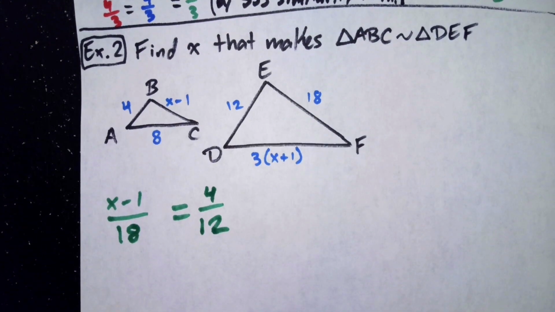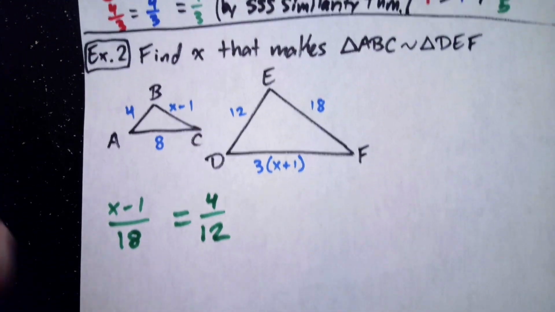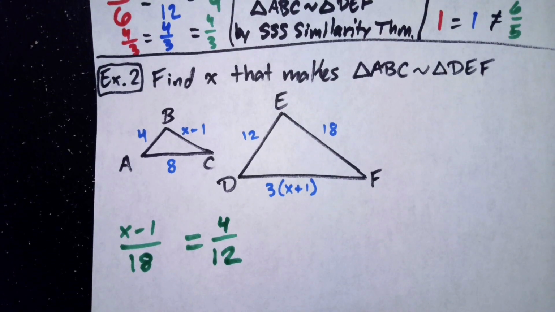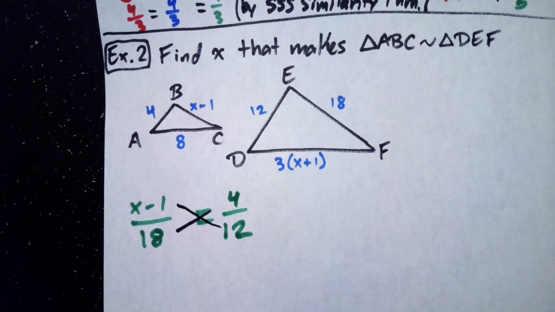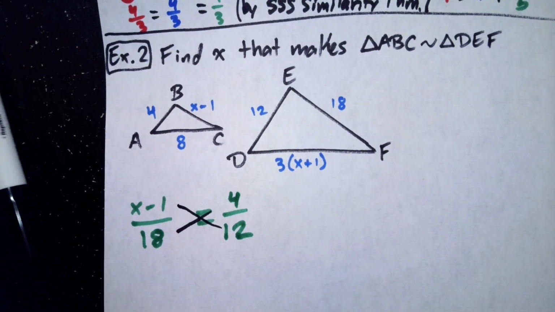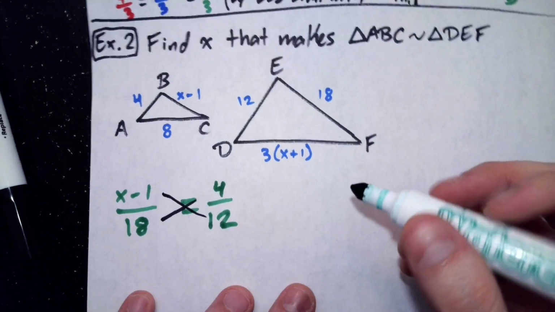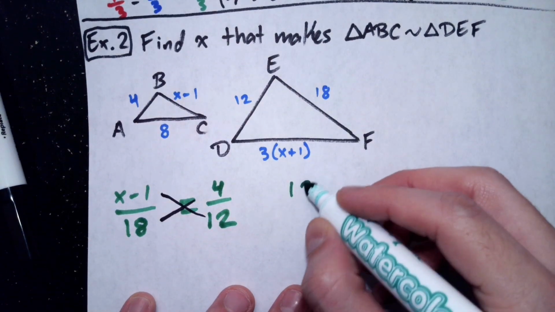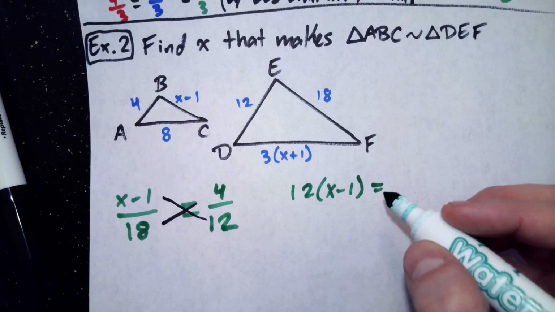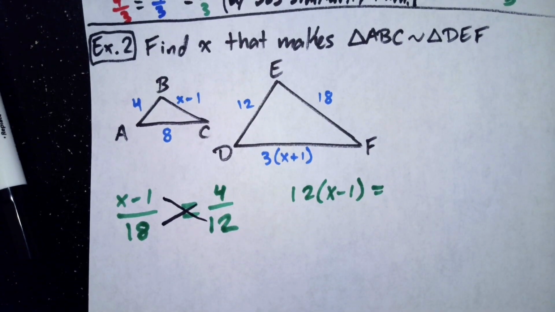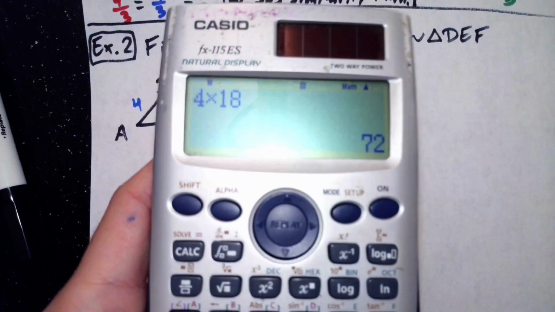And now we're going to do this the exact same way that we've been doing this before. We're going to just cross multiply here because these two are in proportion. We're going to multiply like an x. And so the next step should be 12 times x minus 1 is equal to 4 times 18, which is 72.